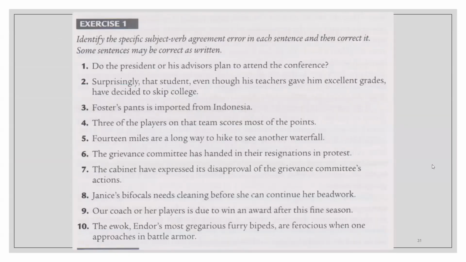A great exercise that you'll find in chapter 12 of your book is to look through these sentences and identify whether or not there's a subject-verb agreement error. Some of these sentences may be correct. Some are incorrect. Can you identify where the problem is and then correct it?